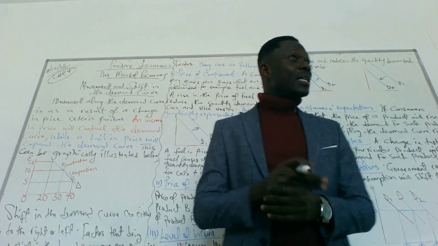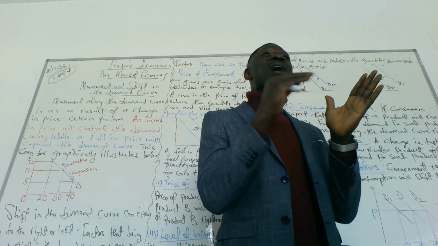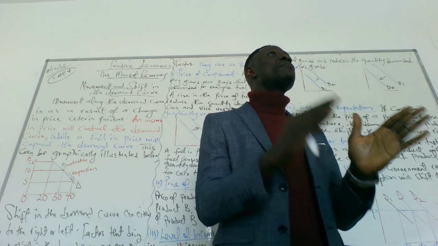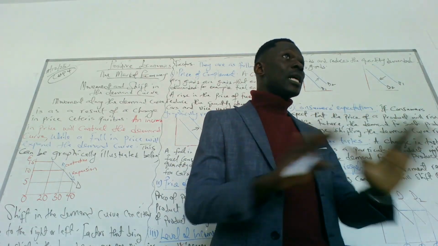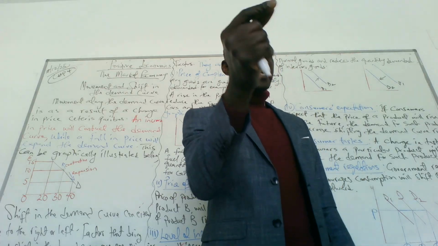Continue with demand. In the previous class, we said demand is the quantity of goods and services consumers are willing and able to buy at a given price and time. That is demand. We have effective demand because you want to buy and you are able to buy.